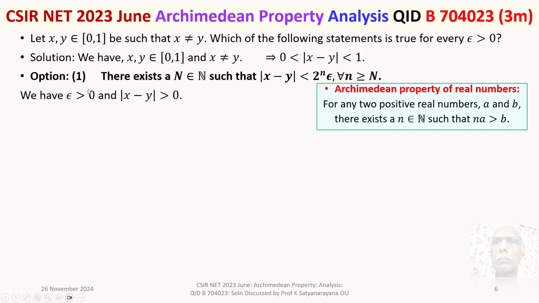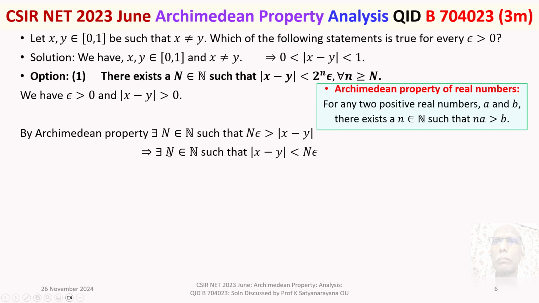So epsilon is greater than 0, mod of x minus y is greater than 0. By the Archimedean property, there exists a natural number capital N such that capital N epsilon is greater than mod of x minus y. This implies there exists a natural number capital N such that mod of x minus y is less than capital N into epsilon.